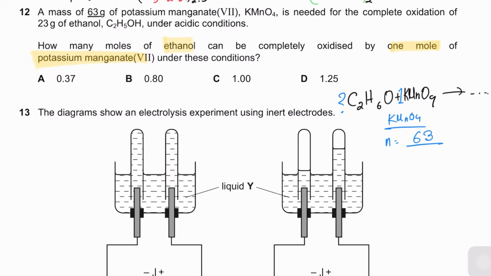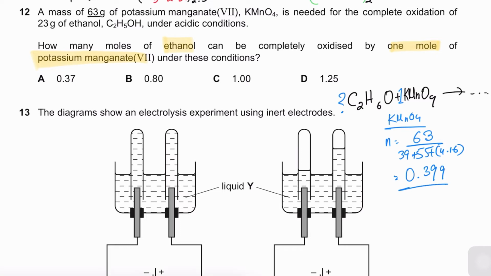So we first need to find the Mr of potassium permanganate. From the periodic table, we can see that potassium's Ar is 39, plus manganese is 55, plus 4 times 16. So if you actually do this calculation, 63 divided by 39 plus 55 plus 4 times 16 should be giving us 0.399.